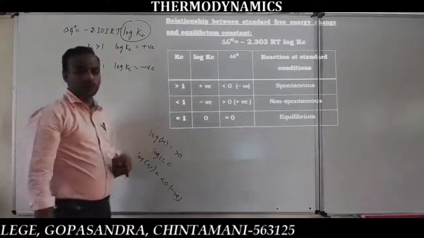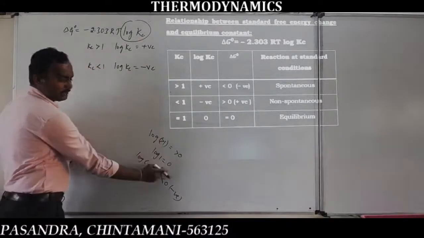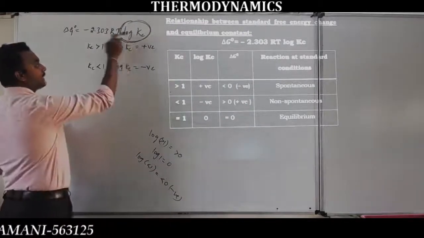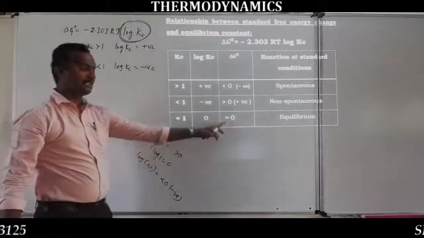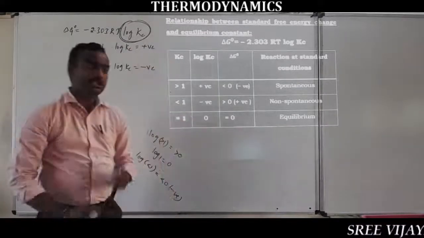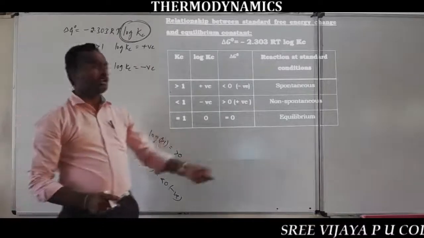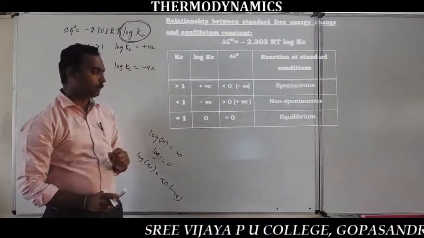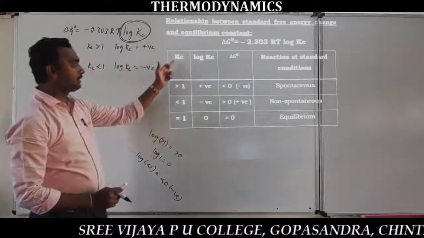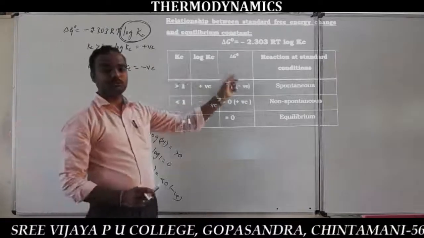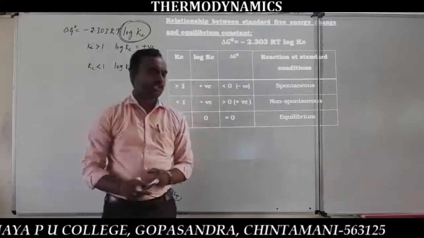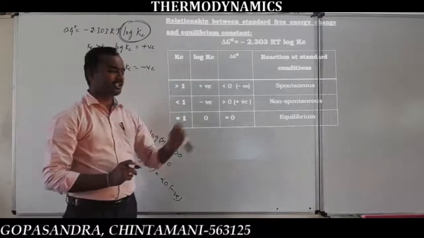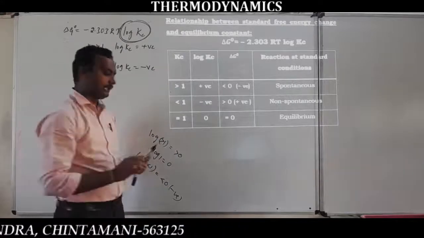So next one is Kc equal to 1. Log Kc is equal to log 1, which is equal to 0. Zero into anything is 0, therefore delta G naught is 0. Then we can say this is at equilibrium. So based on the Kc values also we can predict the reaction conditions at the standard state, that is spontaneous, non-spontaneous and equilibrium. To predict delta G naught from the Kc value, that is the relationship delta G naught is equal to minus 2.303 RT log Kc. Based on this you can predict the spontaneity, non-spontaneity and equilibrium condition.